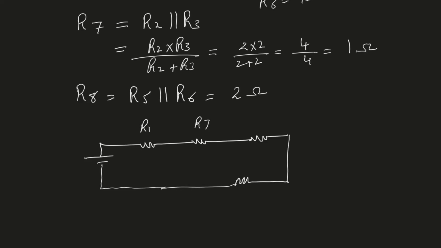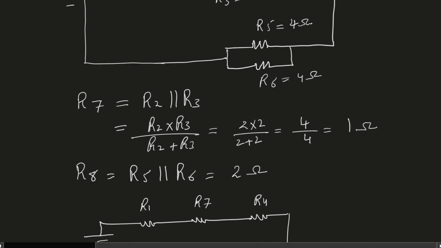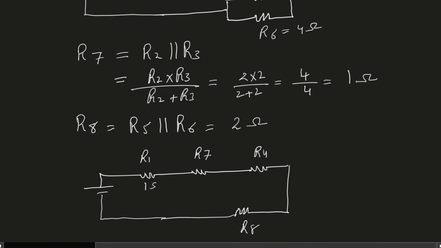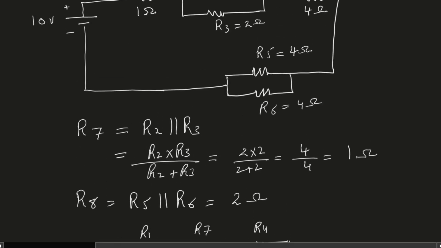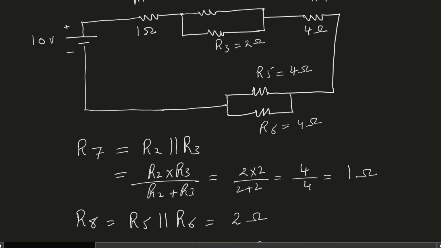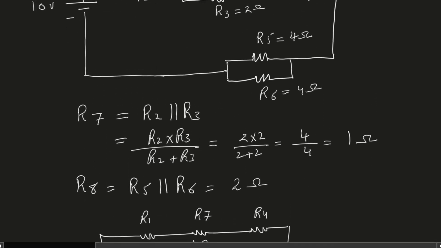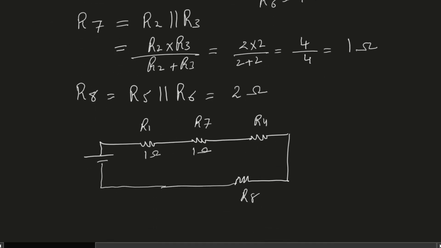R1, R7, R4, R8. R1, we said we were going to use 1 ohm. So this is 1 ohm, and R7 is also 1, and R4 is 4, and R8 is 2.